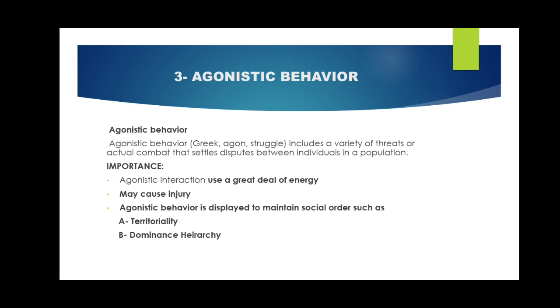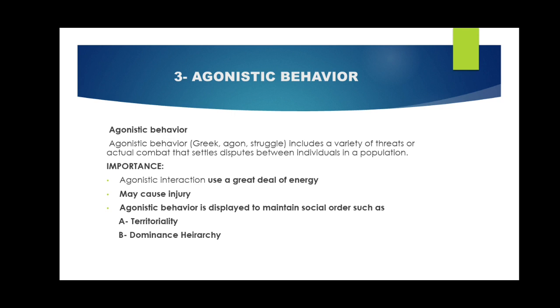Then comes the agonistic behavior. Agon means struggle. It includes a variety of threats or actual combat that settles disputes between individuals in a population. So, this kind of behavior shows anger between animals of different groups.